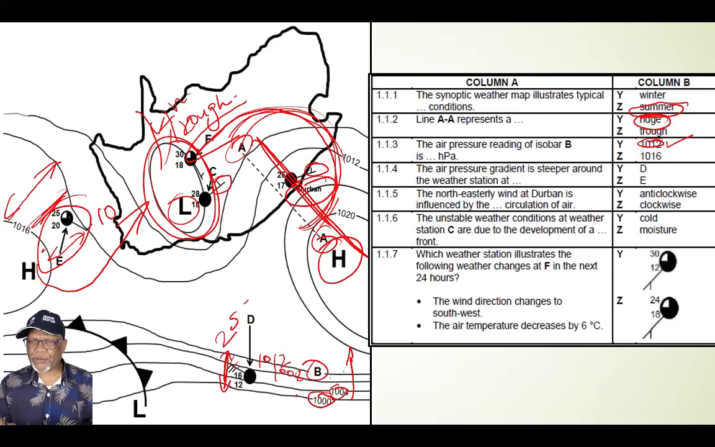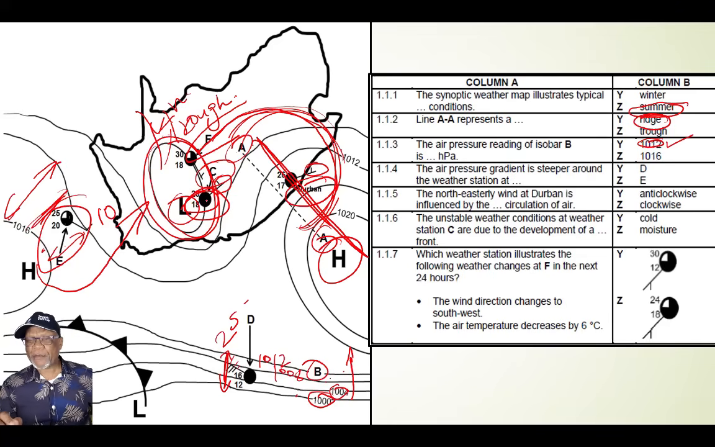Okay, now let's continue here. The unstable weather conditions at weather station C. This is weather station C. Why do we say the weather conditions are unstable? The weather conditions are unstable because you can see clouds here. The clouds are an indication of unstable weather conditions. If the weather conditions are stable, the air is going to settle on the ground. But if the weather conditions are unstable, the air is going to rise, and rising air will cool, and after cooling, it's going to condense and form clouds.